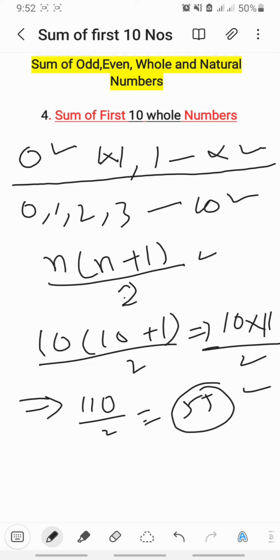Similarly, you can be asked questions like the sum of the first 50 numbers, the sum of the first 30 numbers, 20 numbers, etc. When you know the formula, you can easily solve them. So this is the formula.